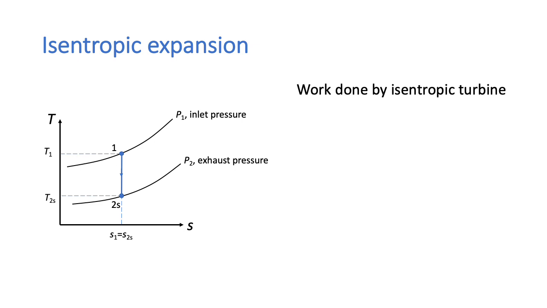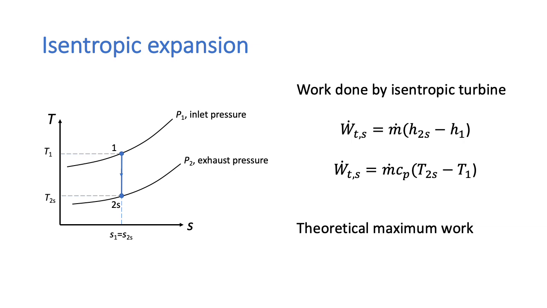The work done by the isentropic turbine, W dot T,S, is equal to m dot times H2S minus H1. If we assume that the specific heat of the gas is constant, we can write this as m dot Cp times T2S minus T1.